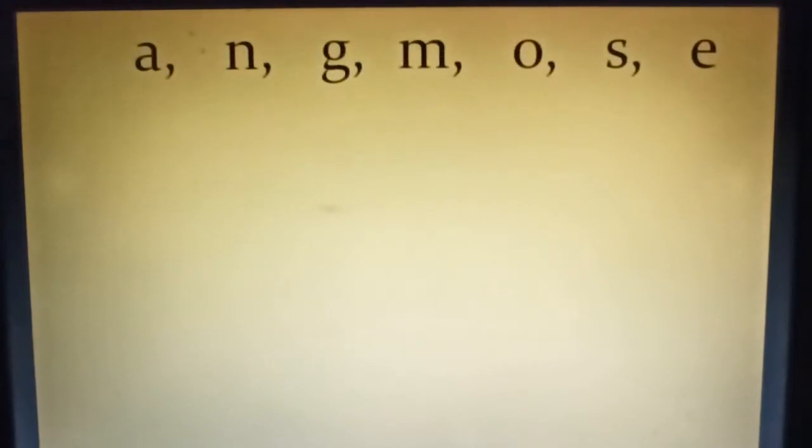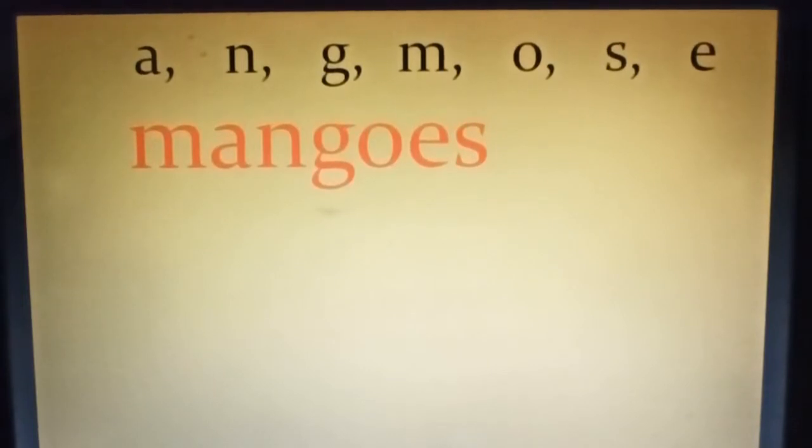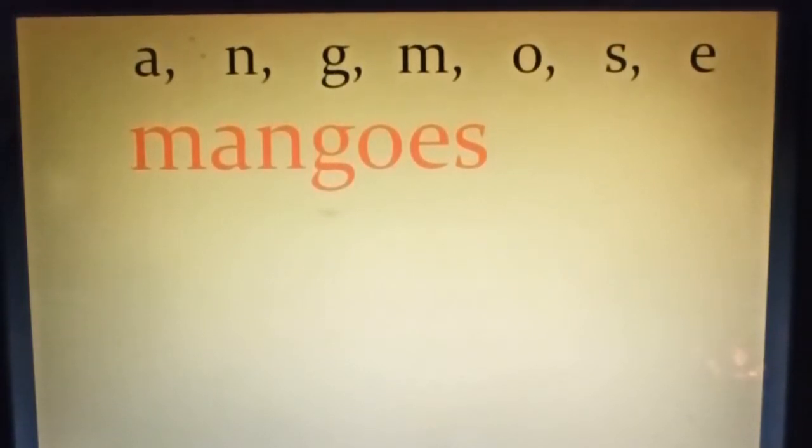First of all, you should know about the words, and before words, you should know what letters are. Here are a few letters: A, N, G, M, O, S, E. And with the help of these letters, I make a word: M-A-N-G-O-E-S, mangoes.